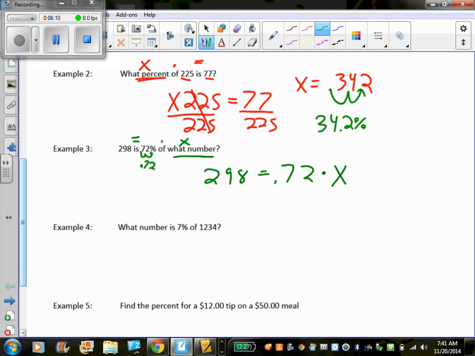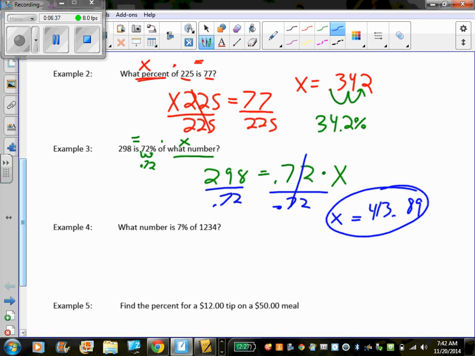So we're going to get x by itself. We need to get rid of that times 0.72. So we just divide by 0.72 on both sides. The 0.72's cancel out on the right. 298 divided by 0.72. We get that x is about equal to 413.89. There we go. That one's done.